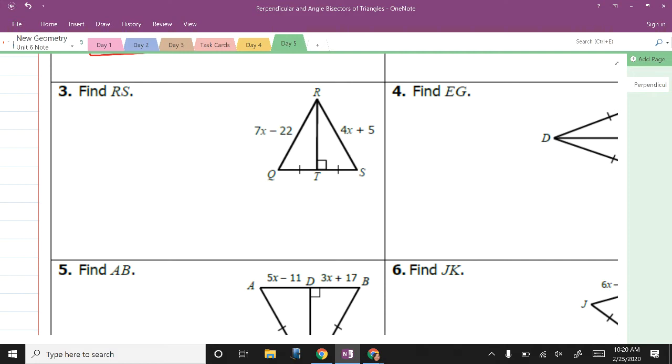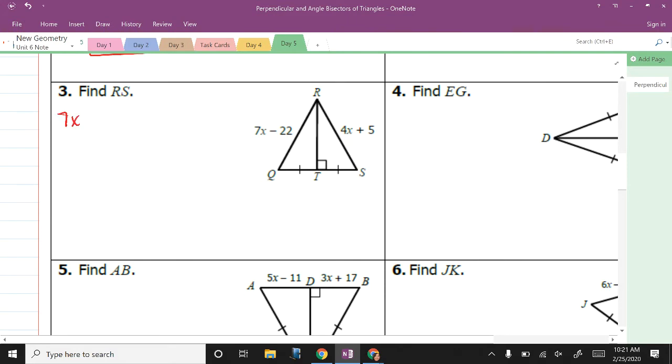We're going to have to find x, and then what do we do after we find x? Plug it in and get what? The length of RS. Okay. So first we have to do what to them? Set them equal to each other.